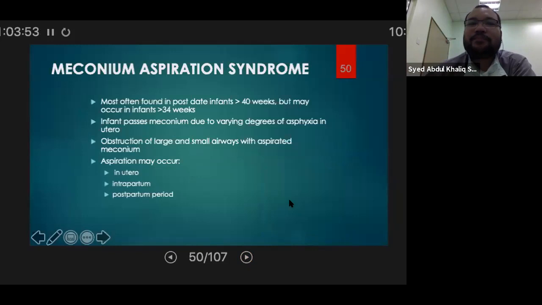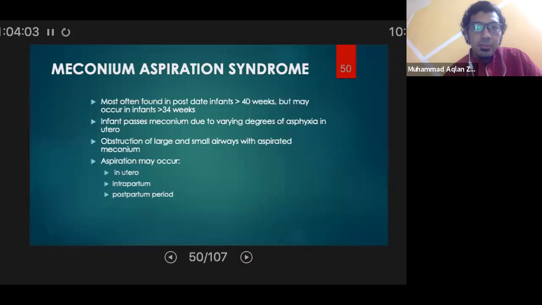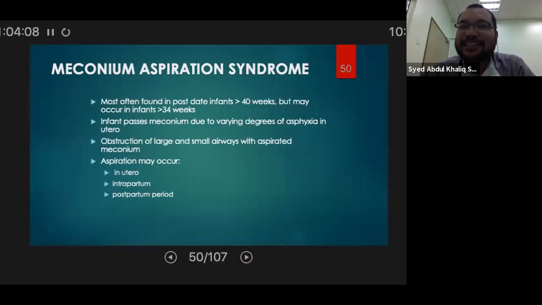Is it normal for a baby to pass meconium? Distress and also maturation of the gut. They pass meconium in utero because they are distressed, they are stressed. Bila they stress, dia pass meconium. So either because of post-dates, there is some element of placental insufficiency, they are hypoxic. So when they are hypoxic, when they are stressed, they pass meconium.